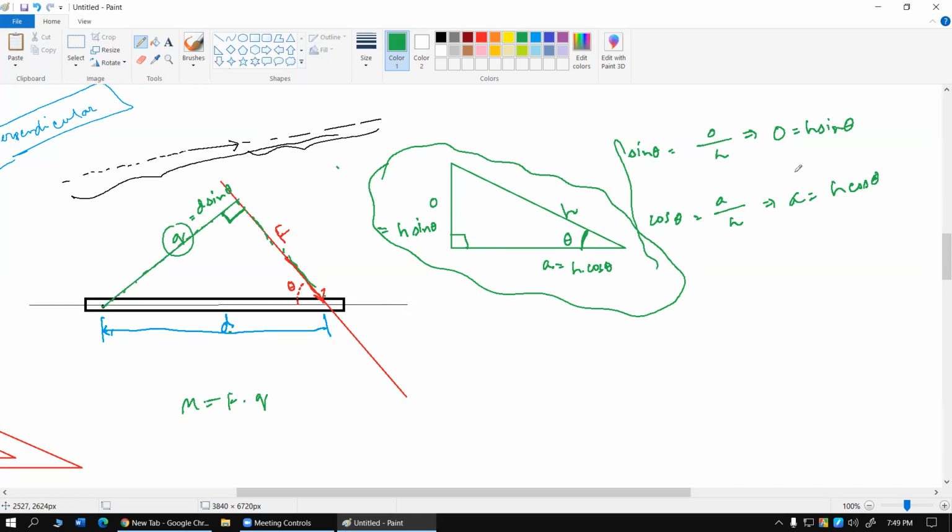So opposite side ta hocche h sin theta. So ওইখানে আমি h এর জায়গায় simply d লিখেছি। So this q length, this is the length q, can be written as d sin theta. বুঝছো এখন?